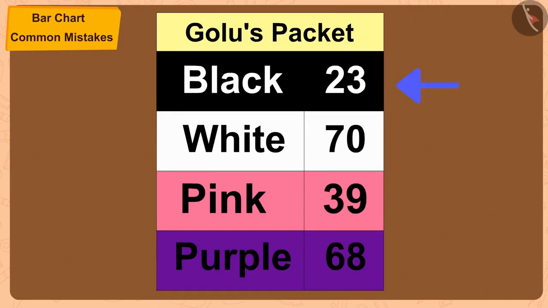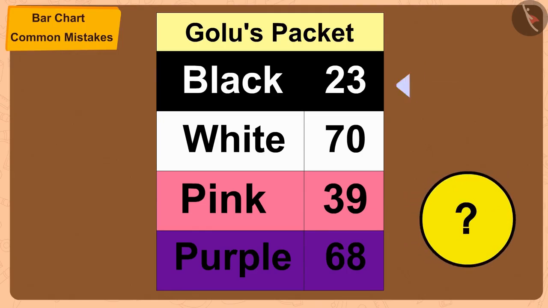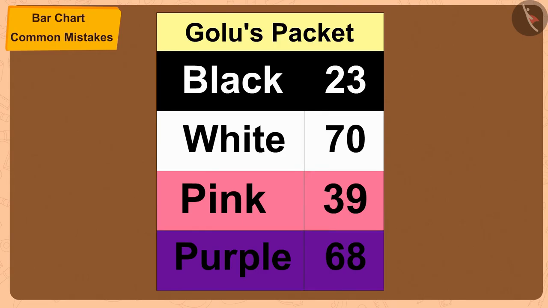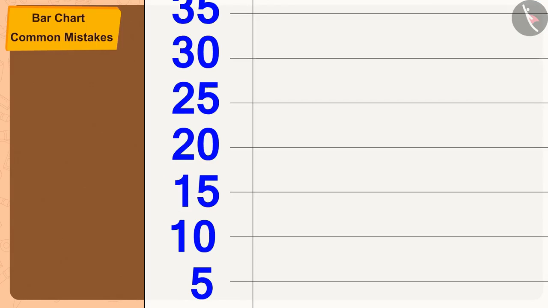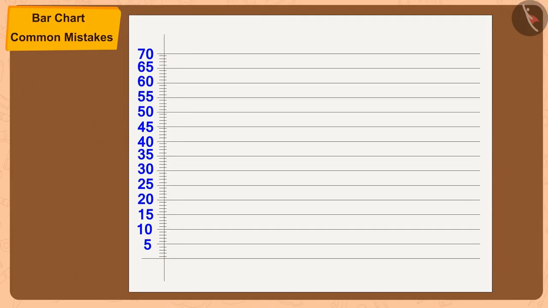scale. But Chanda, the number of black balloons here is 23. And 23 is not a multiple of 5. So how can we show 23 on this bar chart? There is a very easy solution for this too. We have to make 5 small equal parts between these numbers. Now can you show 23 on this scale?